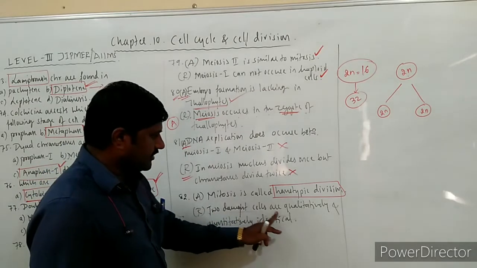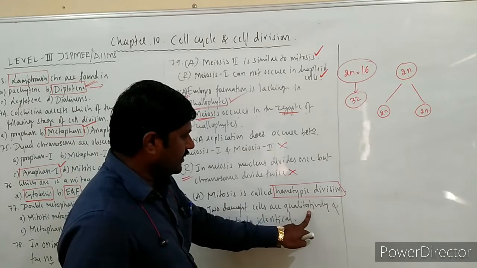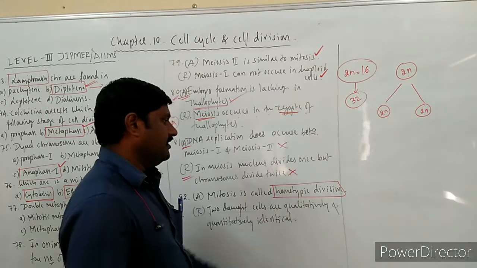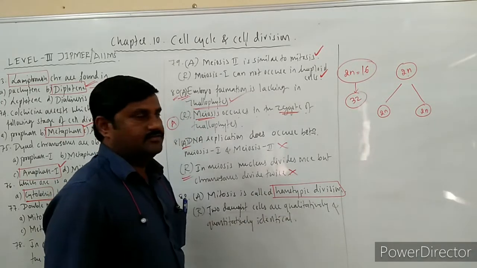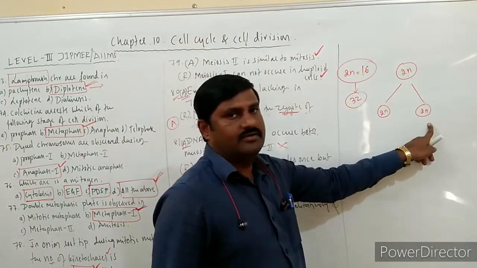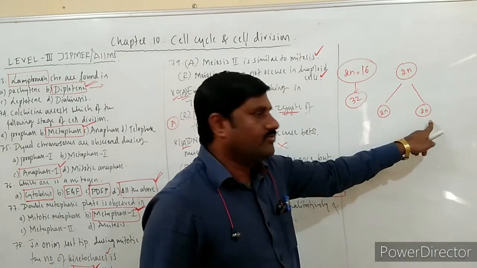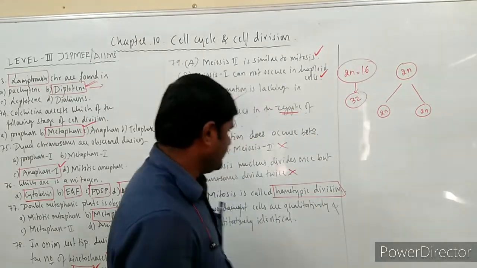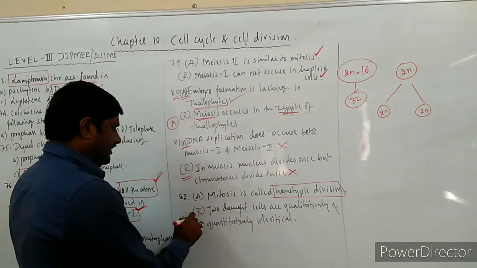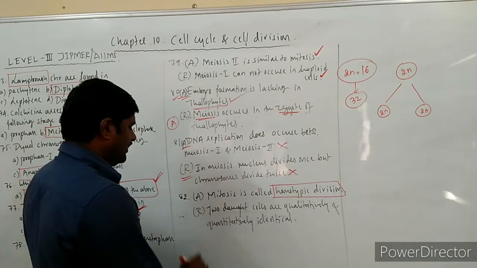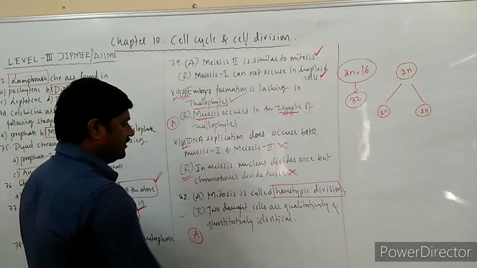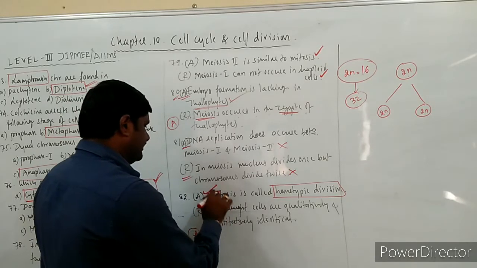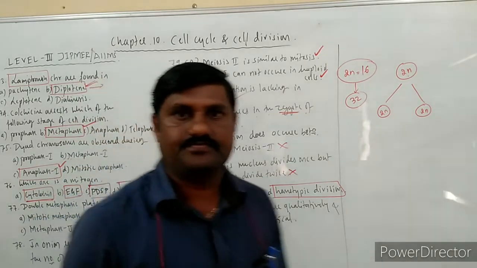Two daughter cells are quantitatively as well as qualitatively identical. In homotypic division, both the daughter cells are quantitatively as well as qualitatively similar to the parents. Of course, it is a 100% good reason for the assertion. That's why option A will be the right answer. Both the statements are right and R is the reason for assertion.